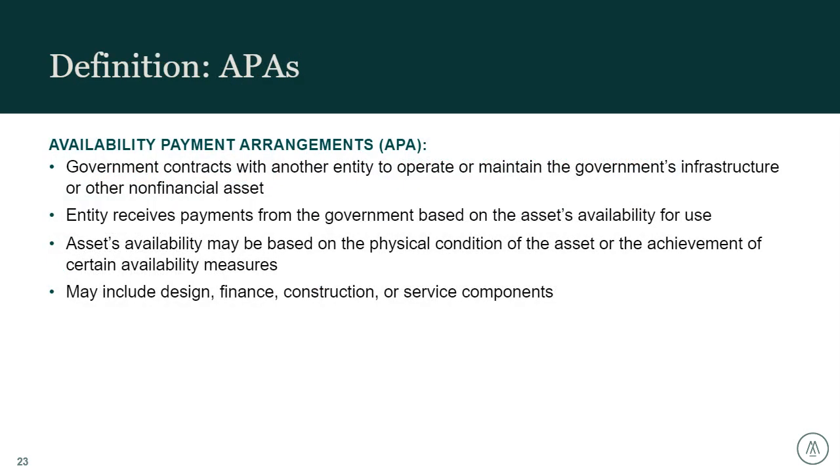Availability payment arrangements are a small part of Statement 94. This is where a government contracts with another entity to operate or maintain the government's infrastructure or other non-financial asset. The entity is going to receive payments from the government based on the asset's availability for use. And these payments may be based on the physical condition of the asset or an achievement of certain availability measures. Also considered in the APAs are things like design, finance, construction, or service components.